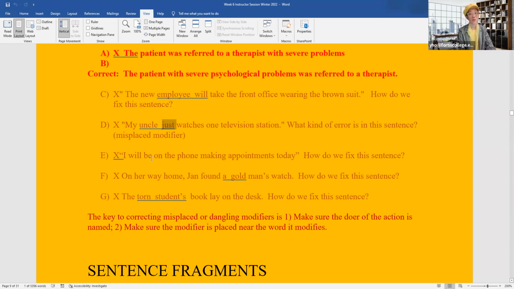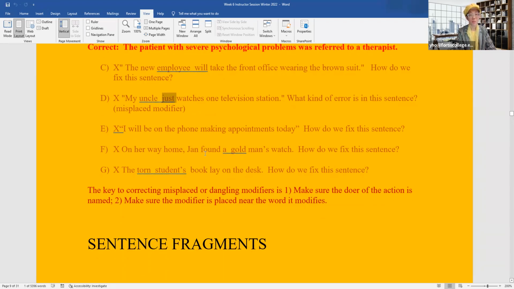Here's another misplaced modifier mistake. I will be on the phone making appointments today. And it should be, I will be making appointments on the phone today, because your telephone cannot be making appointments. You are the one making appointments. So it should be, I will be making appointments on the phone today. So whenever you have to rearrange the sentence for it to make sense, that's known as a misplaced modifier mistake.